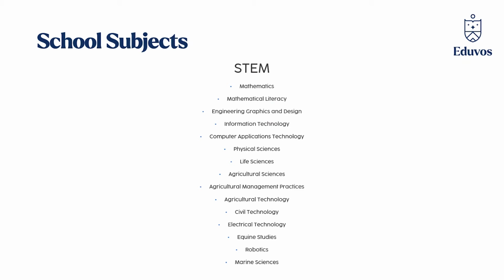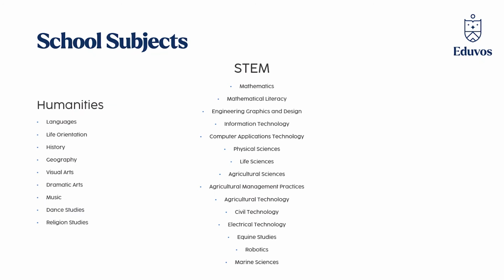Engineering, graphics and design, IT, CAT, physics, life sciences, the 3 agricultural subjects, civil technology, civil has to do with buildings, okay? Electrical, equine studies is the study of horses. So if anyone's interested in doing horses, maybe do some research. I don't know of any schools in my area that do equine studies. I do know of distance education and then farming institutions. And then robotics and marine sciences. Marine sciences is a new subject that the government's trying to bring in, and I'm all for it.